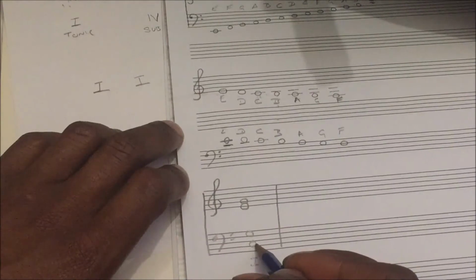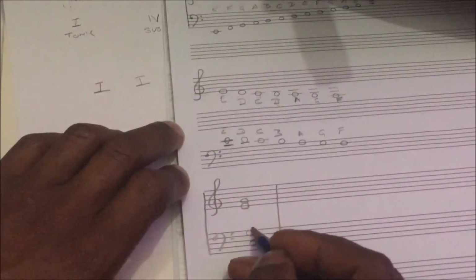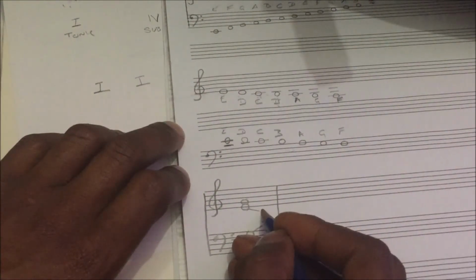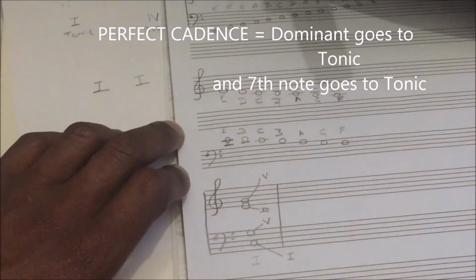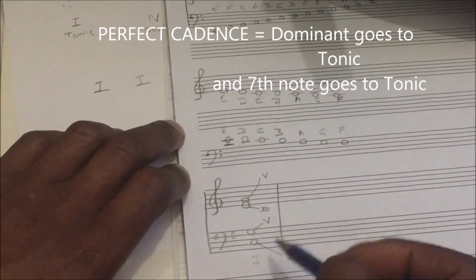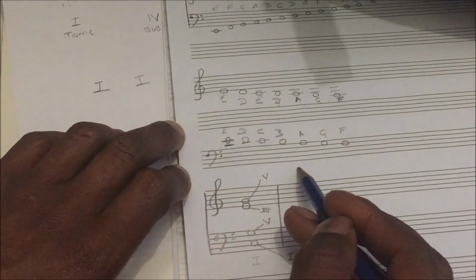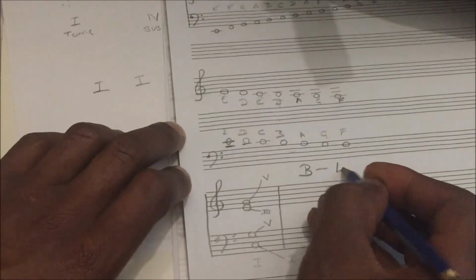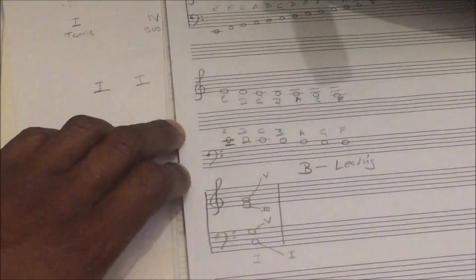Alright, so this first note here is the 1. This is a 5. This is a 3. And this is a 5. Okay. Is there 7? No. What is 7 in C? B. And B is the leading note, which will go up back to a tonic.